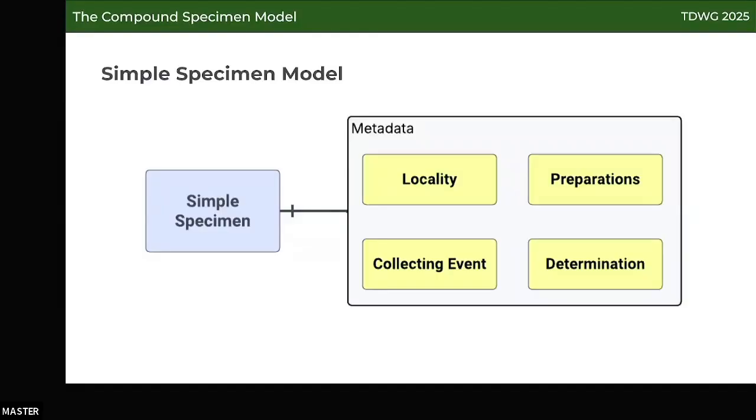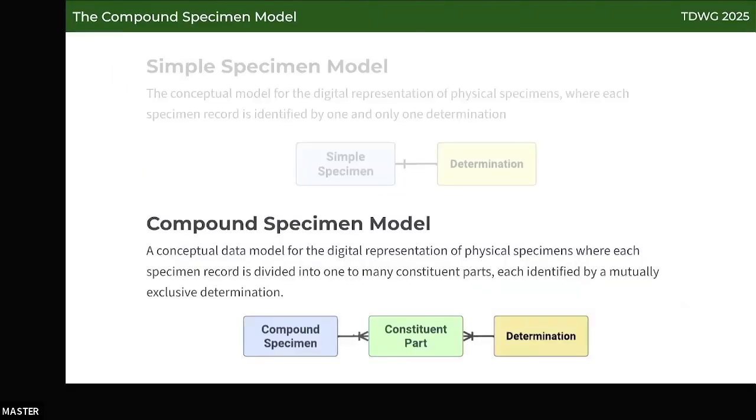So the question is, what happens when it doesn't work? What happens when you have multiple things that are physically attached into one cataloged object? Well, that's where the compound specimen model comes in. The compound specimen model is a digital representation of physical specimens where each specimen record is divided into one-to-many constituent parts, each identified by a mutually exclusive determination. So it's multiple identifiable things in a singular cataloged object.